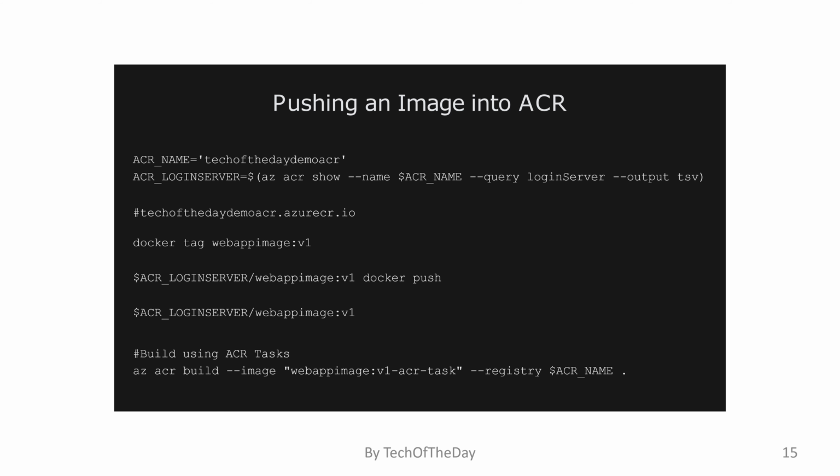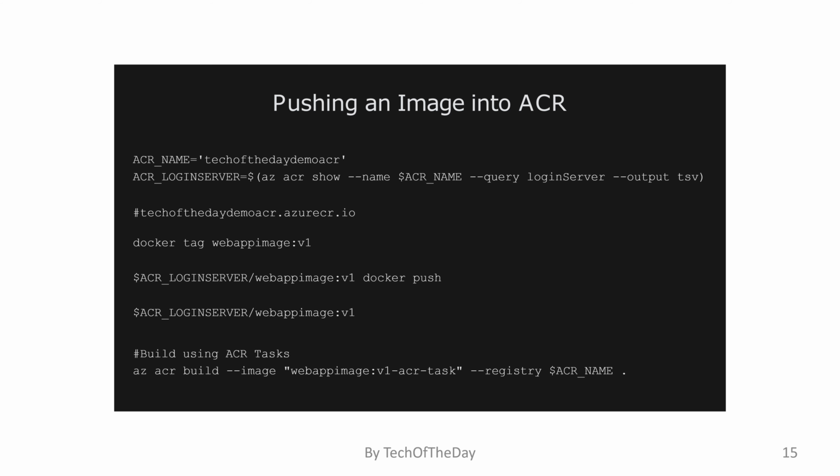ACR login server. The current value for the login server in our example is going to be tagofthedaydemoacr.azurecr.io, and so that's a combination of our Azure Container Registry name, which is tagofthedaydemoacr, and the domain suffix azurecr.io, which is the domain suffix for all Azure Container Registries.